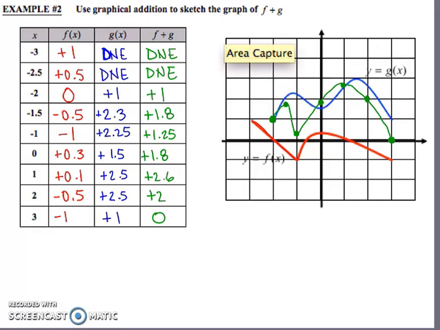But I just wanted to recap that if you're doing graphical addition to sketch a graph of the addition of two functions, you want to just make a table, just like this example. Identify the y values of each function, and then add them together, and that will be the y value of the addition of the two functions, keeping in mind that you can only add functions together where they both exist. So if one function doesn't exist somewhere, then the graphical addition of the two functions will not exist there as well.